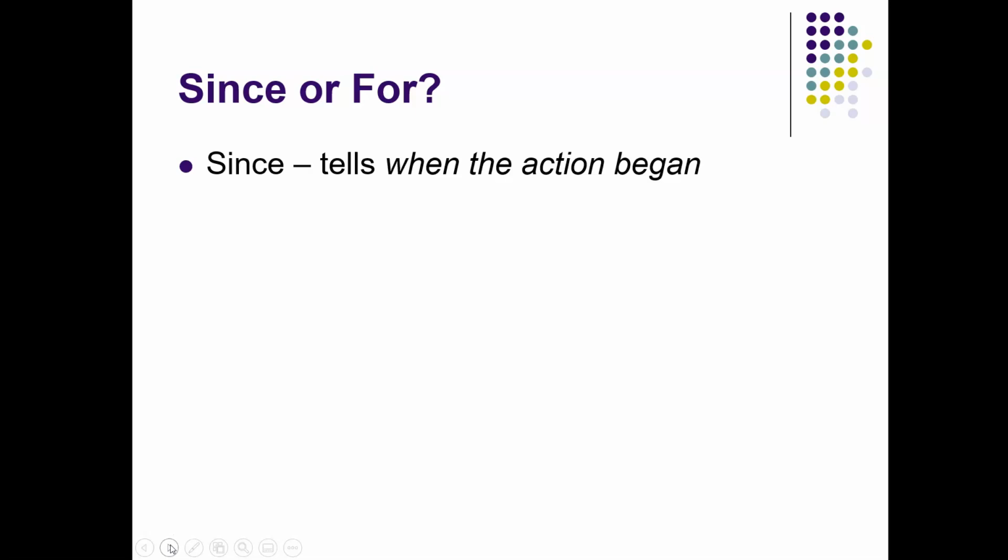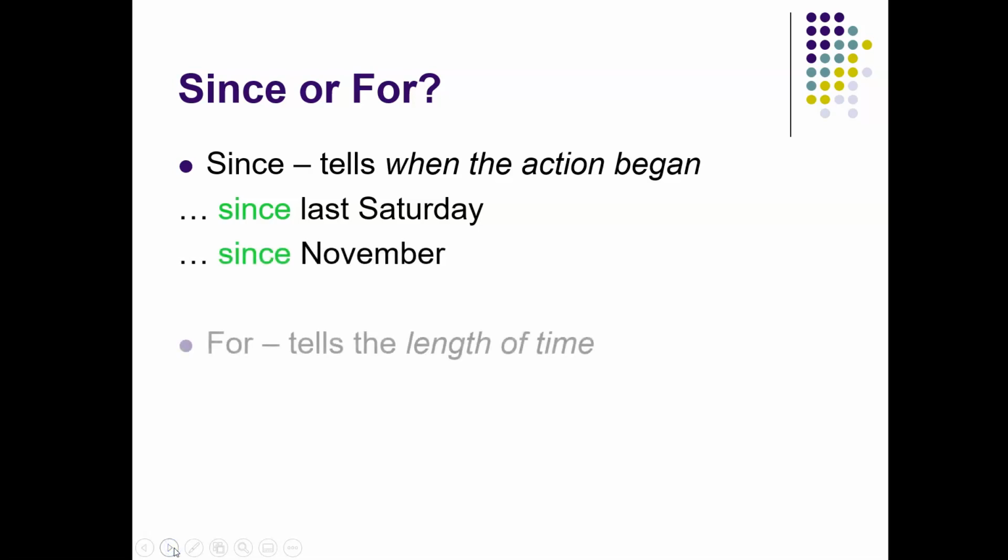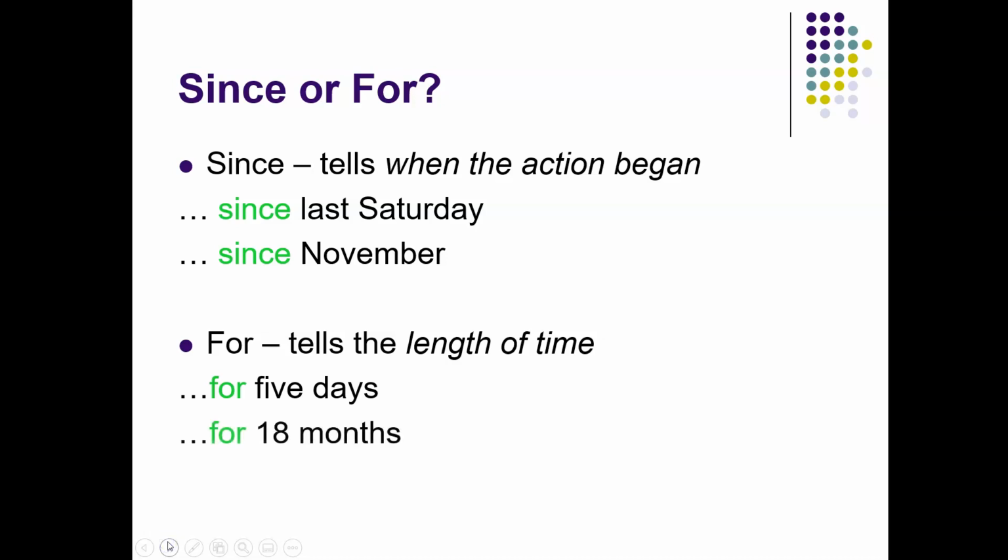So when do I use since or for? It's not necessarily the same as in French, so it's worth looking at this. I use since to tell when the action began. So since last Saturday, since November, that's the same as in French. But for tells us the length of time. So when I use for, I'm going to have a number associated with that. For 5 days, for 3 minutes, I've been speaking for 4 minutes and 11 seconds. For 18 months, etc.